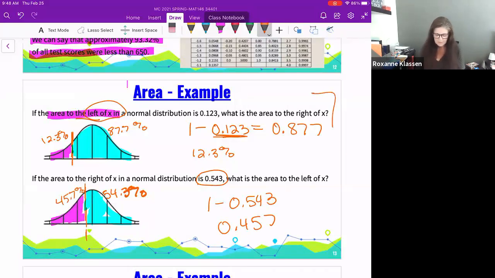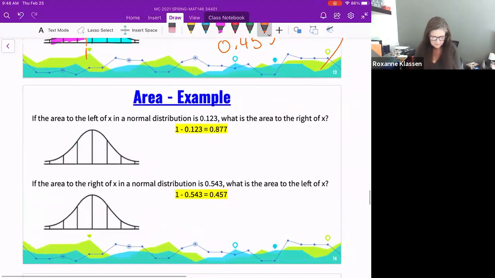Now, this was not in context. This was just random numbers that I'm giving you, right? But sometimes the problems do that to you, just give you random things. I just want you to see how they're connected to the whole of 1 or 100%. All right.